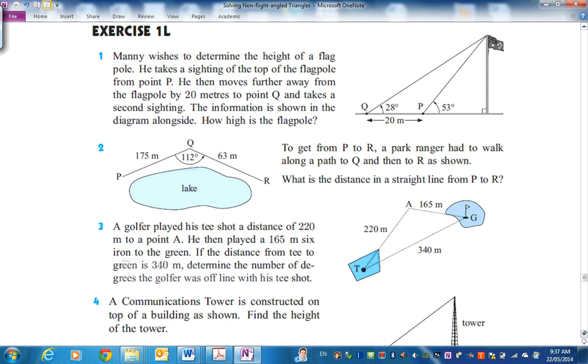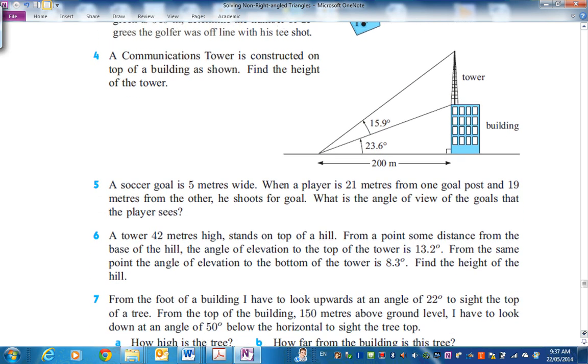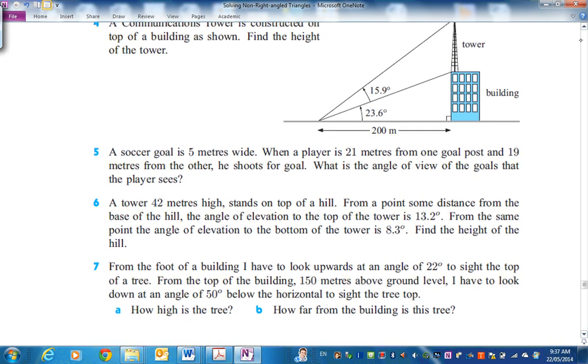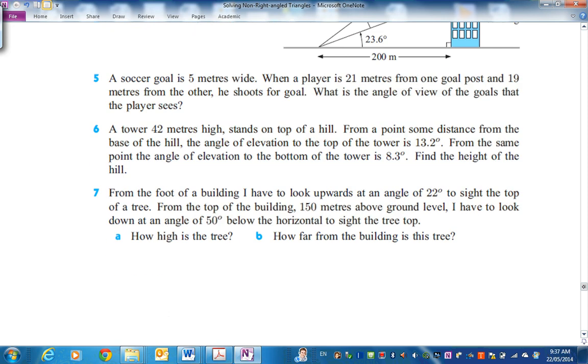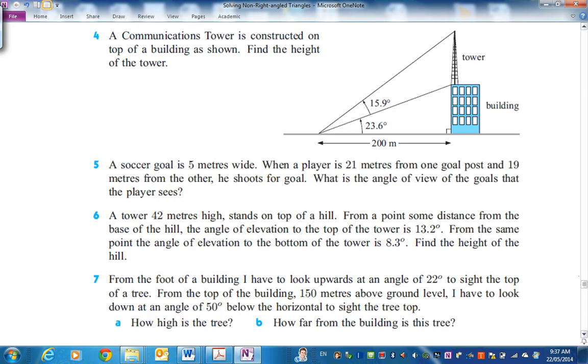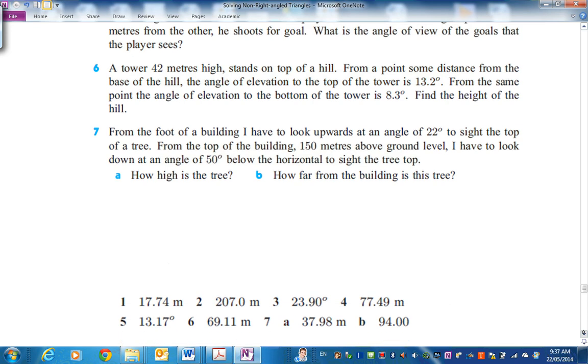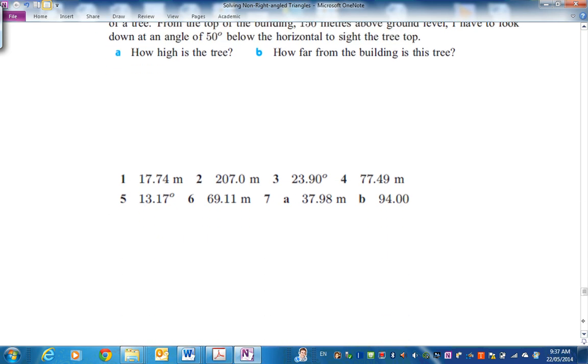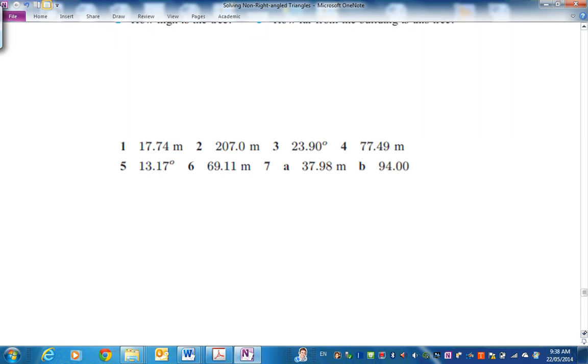All right, come down, a couple more here. Oops, just go back up here a little bit. So 4, 5, 6 and 7. So pause it and have a go, and let's have a look at the answers. All right, so there's some answers for you. How are you going with all of this? Hope you're going well. Let's go onwards now.